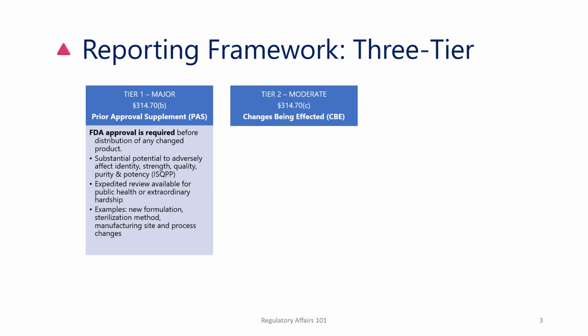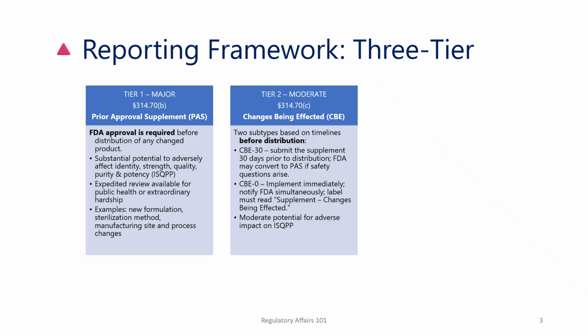Tier 2, moderate changes, changes being effected 30 or 0. CBE 30 allows implementation 30 days after FDA receipt. FDA may convert to PAS if safety questions arise. CBE 0 allows immediate implementation with same-day notification.